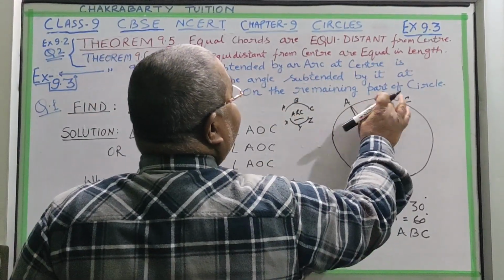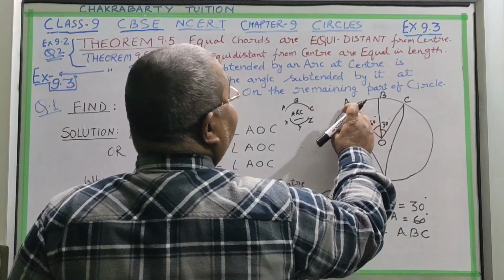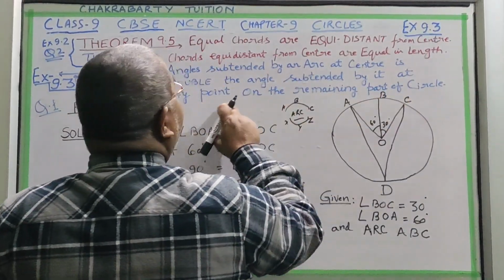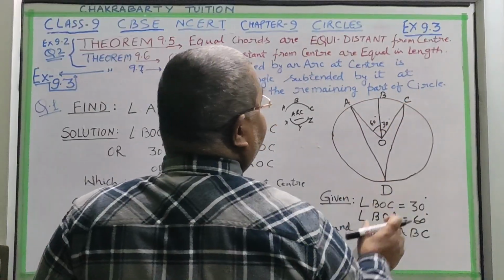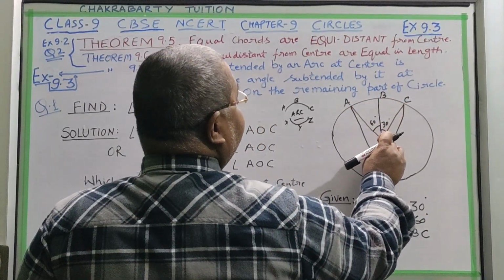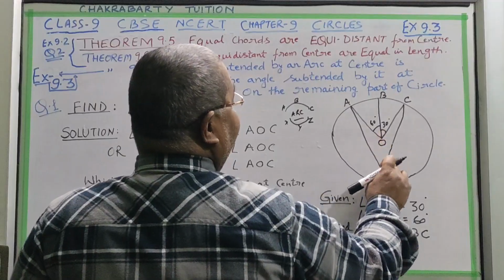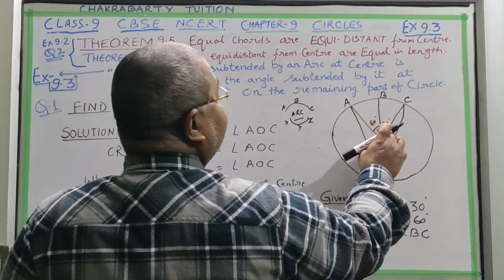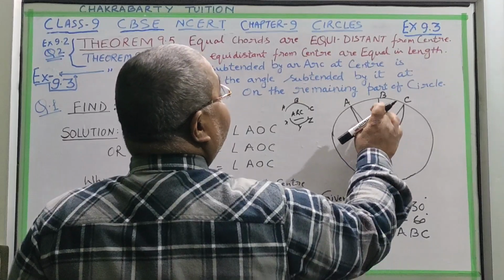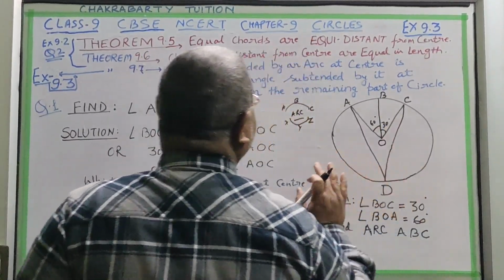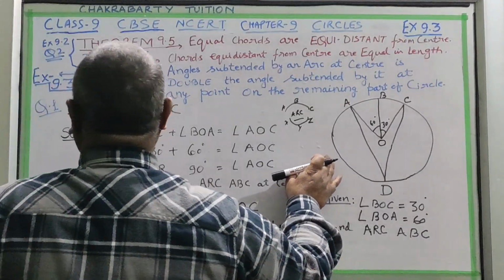Means the angle made by it. So here the angle will be AOC, subtended by it at any point on the remaining part of the circle. Means if this arc is making an angle at the center and at any part of the circle, what happens? The angle at the center is always double the angle at any part of the circle. This is what we are going to prove.